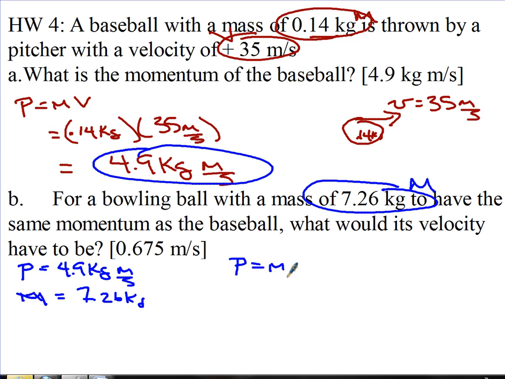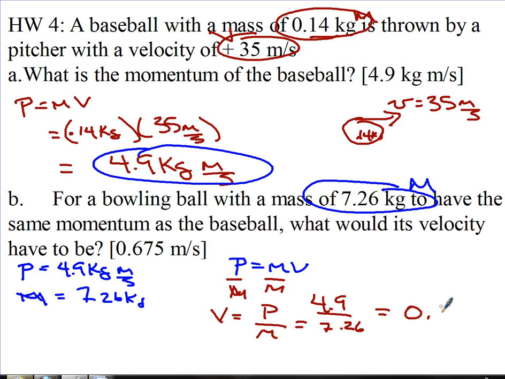Well, P equals mv. I'm going to come over here and divide both sides through by m to get rid of it, so I have v by itself. So the velocity is going to be the momentum I want divided by its mass. And you see, as I increase the mass, my velocity's got to go down. So I have 4.9 kilograms meters per second divided by 7.26 kilograms gives me a speed of 0.675 meters per second. So a bowling ball and a baseball can have the same momentum, but the baseball is going to be traveling much, much faster than the bowling ball.